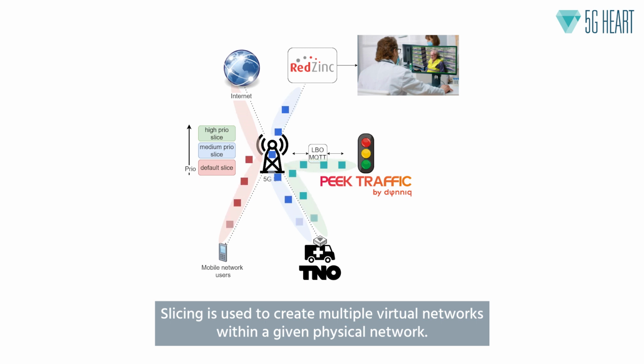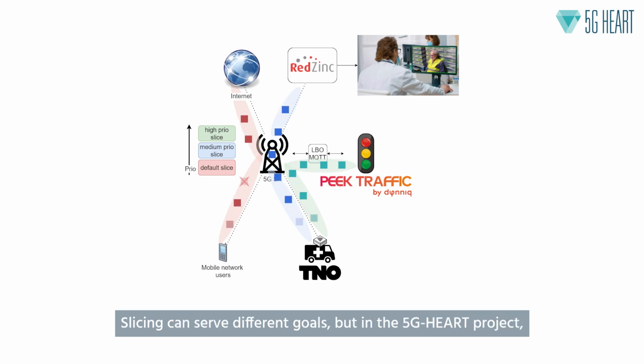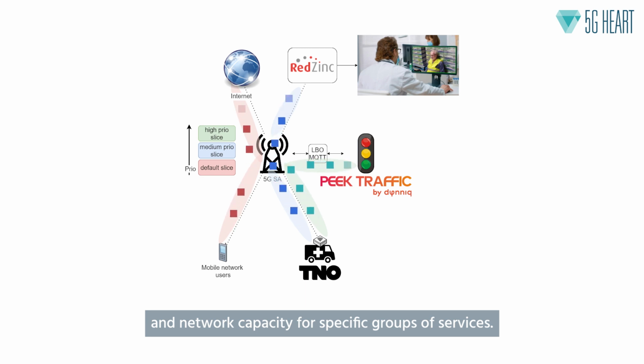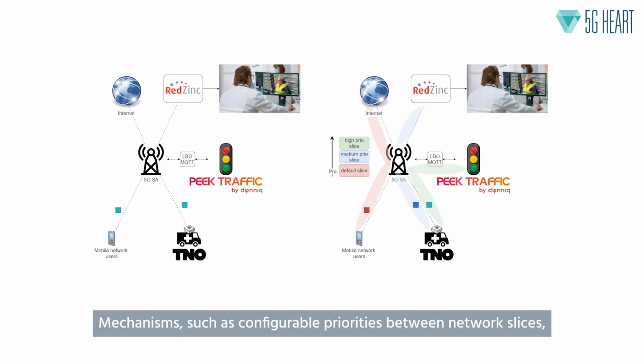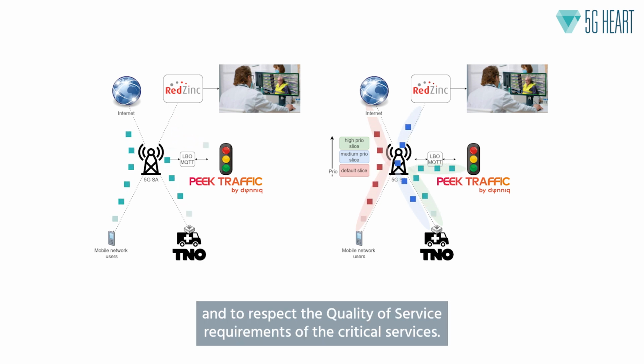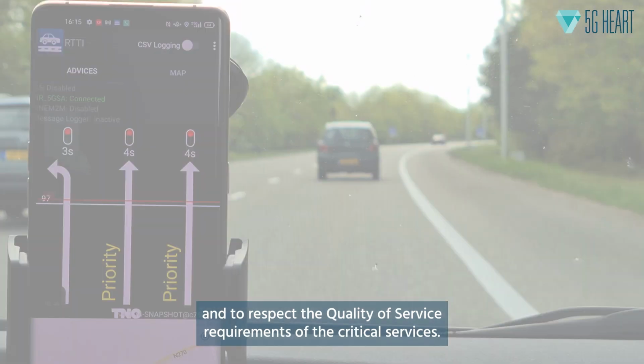Slicing is used to create multiple virtual networks within a given physical network. Slicing can serve different goals, but in the 5G HEART project, one of the most important goals is the tailoring and guaranteeing of quality of service and network capacity for specific groups of services. Mechanisms such as configurable priorities between network slices are used to have direct control over the radio resource allocation between slices and to respect the quality of service requirements of the critical services.